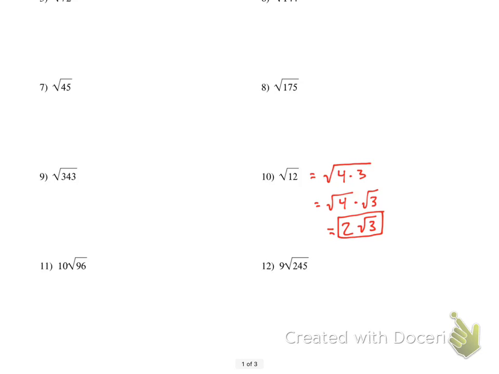All right, are there any other problems on this left side of the page you'd like to go through as a class? 12? All right, let's look at 12. I figured 12 would be one you'd want to look at. So that 9 that's out in front, we can ignore for right now. Just set it aside, and we'll come back to that. I want to think of just what's under the radical. What is the biggest perfect square factor that can go into 245?